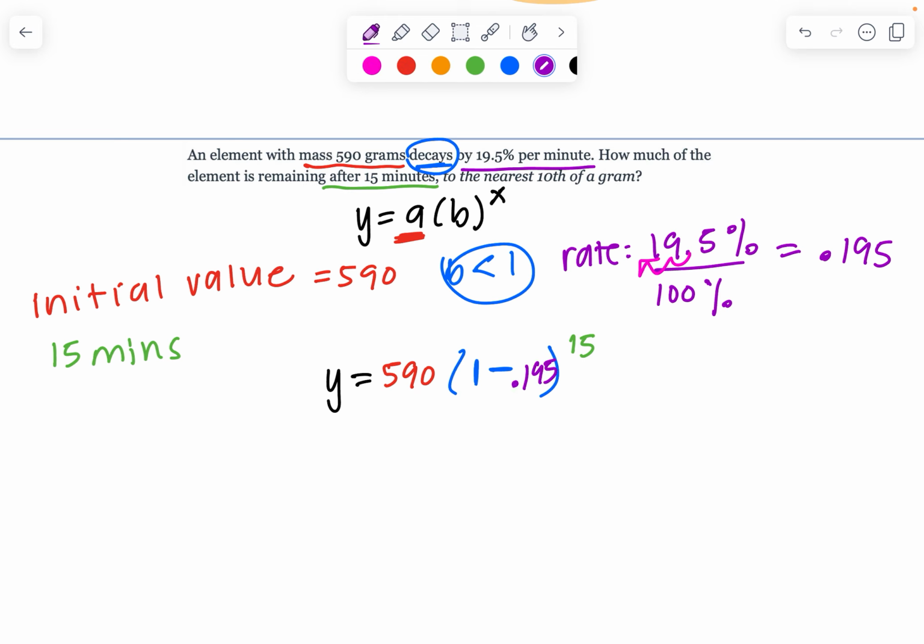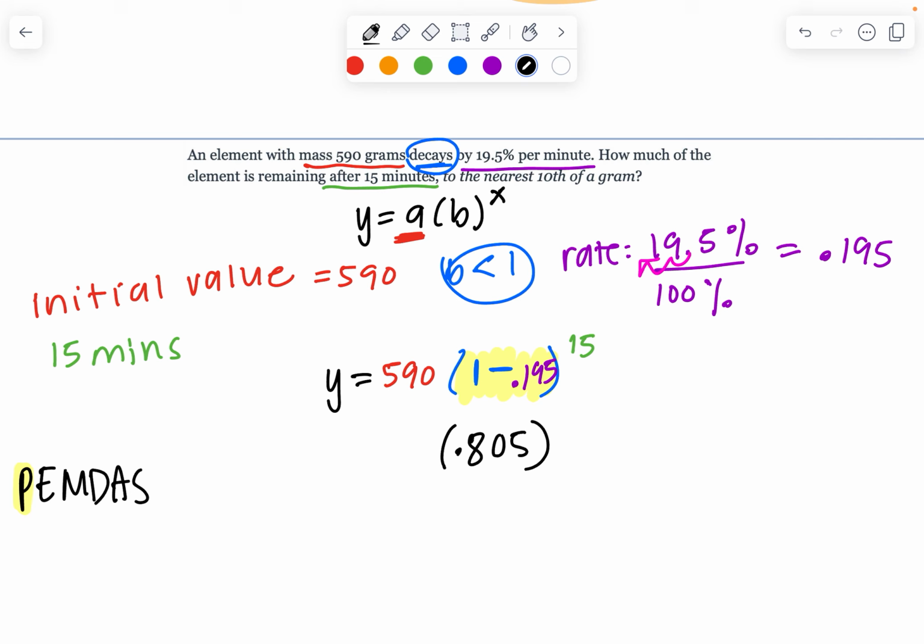And if I do 1 minus 0.195 in my calculator, I get 0.805, because again, we're going to need PEMDAS to figure out actually what this is. So the first part of PEMDAS is your parentheses. Simplify this value within the parentheses. That is 0.805.